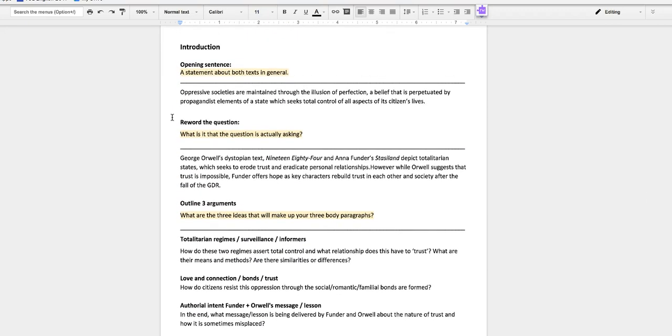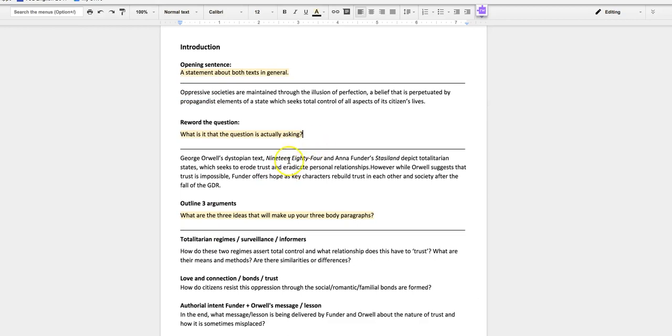So opening sentence, the general sentence: oppressive societies, because both Stasiland and 1984 are oppressive societies, are maintained through the illusion of perfection. The illusion of perfection, that things aren't actually perfect, all right? A belief or an idea that is perpetuated, that is put forward by propagandists. So we talked about propaganda, falsity, elements of a state which seeks total control of all aspects of its citizens' lives.